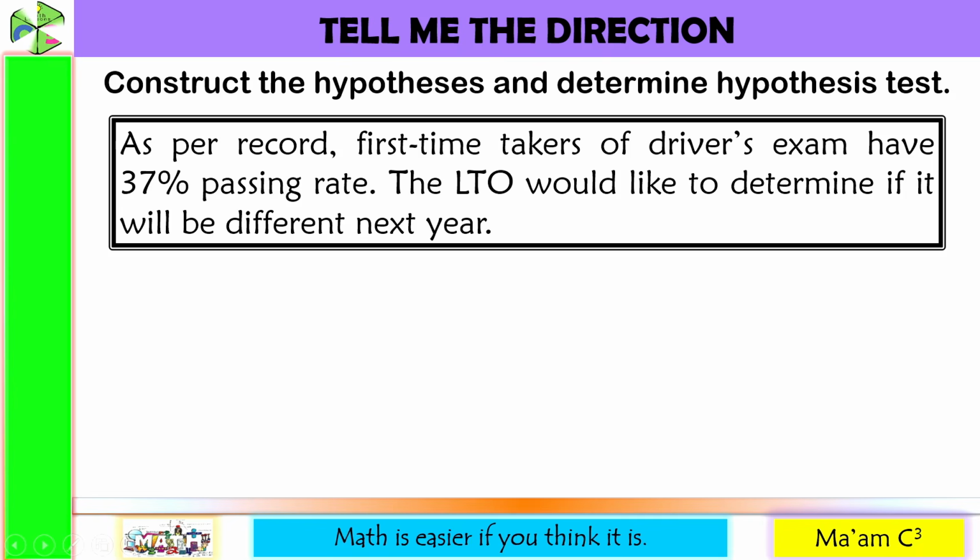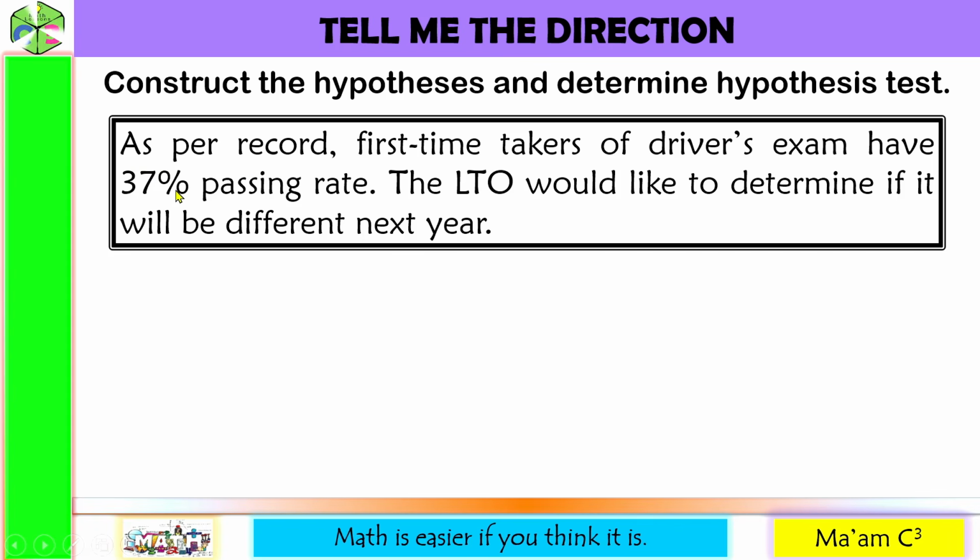As per record, first-time takers of driver's exam have 37% passing rate. The LTO would like to determine if it will be different next year. What is our parameter here? We are given here 37% passing rate. One of the definitions of null hypothesis is that the initial claim is based on previous analysis. And it says here as per record. So this will be our null hypothesis.